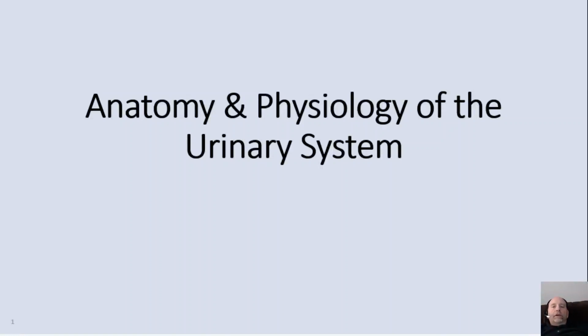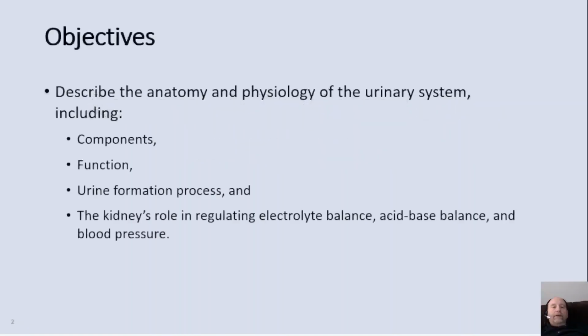Today we will provide an overview of the anatomy and physiology of the urinary system. This video is intended to supplement any coursework assigned by your instructor. The objectives of this learning module include describing the anatomy and physiology of the urinary system, including the components, function, the process of urine formation, and the kidney's role in regulating electrolyte balance, acid-base balance, and blood pressure.